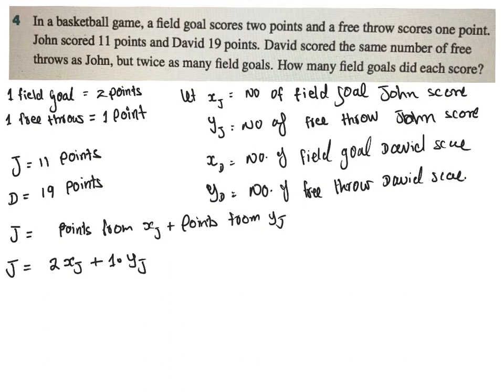Similarly, we could write that also for David. So David would be 2 times the number of field goals he scored plus 1 times the number of free throws he scored. The 2 and the 1 come from the relationship we have over here, right? One field goal is equal to 2 points, so we multiply by 2. And one free throw is equal to 1 point, so we multiply by 1 the number of free throws they have in order to obtain the equivalent points.